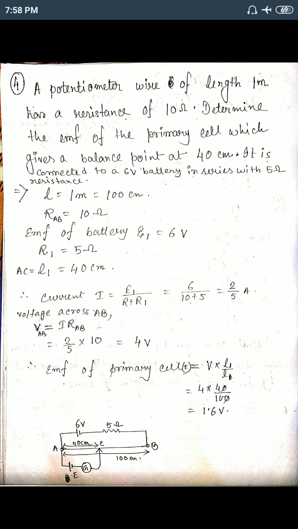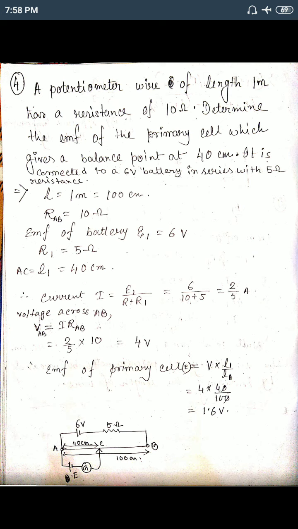So another battery of EMF E is connected with a G. At point C we get the null point. So the distance AC equals 40 centimeter. So we find out the value of E. And it is connected, it means the potentiometer wire is connected to a 6 volt battery in series with 5 ohm resistance. So at the above I will draw this one through A, the 6 volt battery over there, through external resistance 5 ohm, it's connected across AB. Okay, so we find out only E.